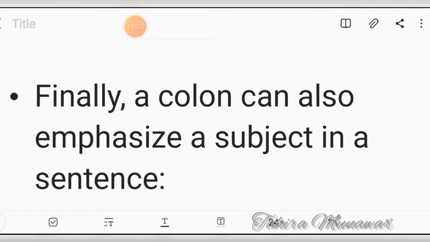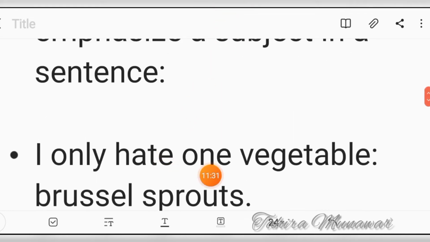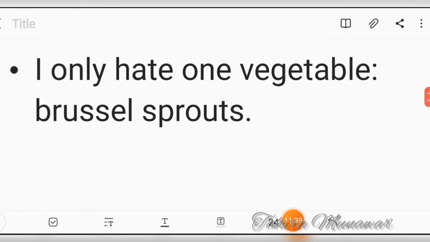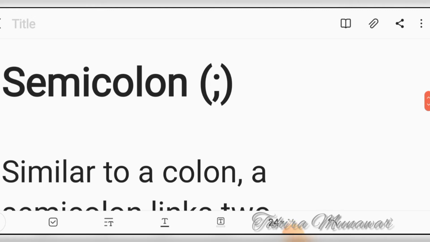Finally, a colon can also emphasize a subject in a sentence. What is this subject? I only hate one vegetable. One vegetable is the subject, and this is the explanation: Brussels sprout. So again, if you want to keep a very short definition in your mind, colons are used to explain, exemplify, and to tell something that is going to be discussed in the next half of your sentence or the next half of your text.